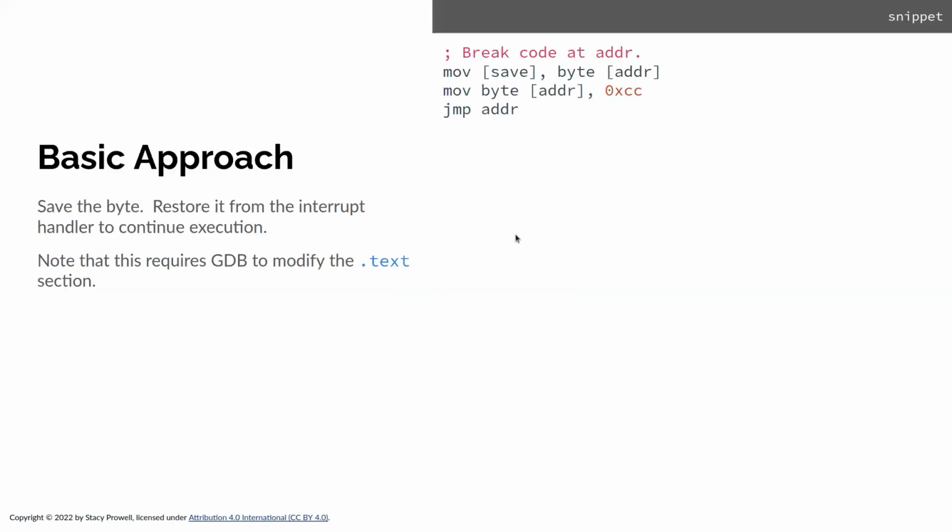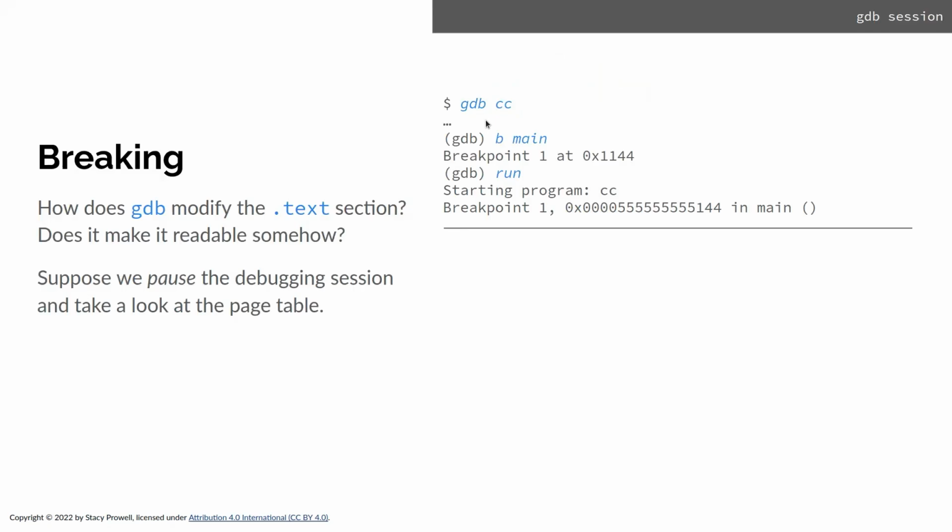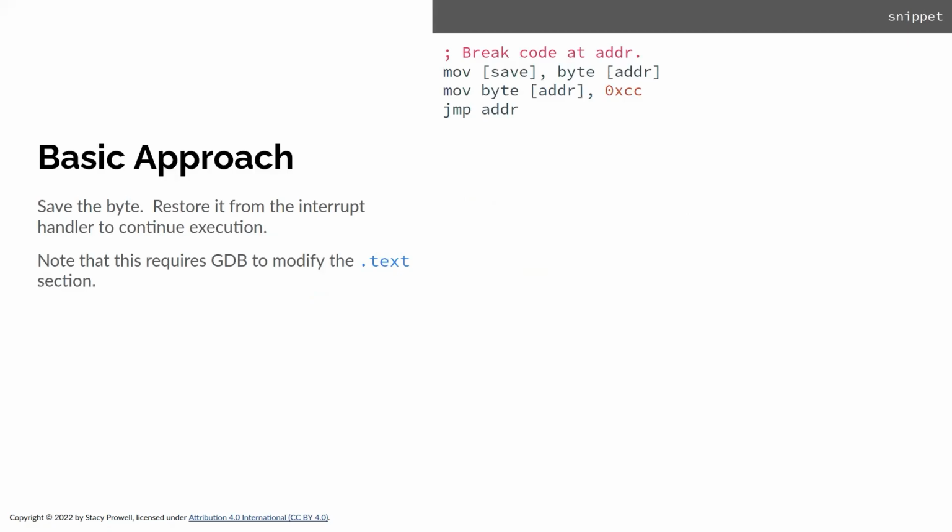And so we did that. Basic idea is you go and you grab the byte, you save it somewhere safe, you put a CC in the place, and then you jump to the address to trigger it. And we can do that because GDB is shoving this little CC into the code. But wait, if you're paying close attention, you might wonder how GDB is able to modify the text section, because the text section should be read-only, right?